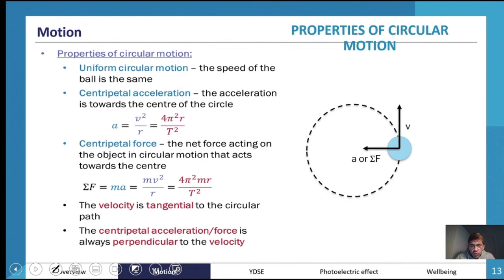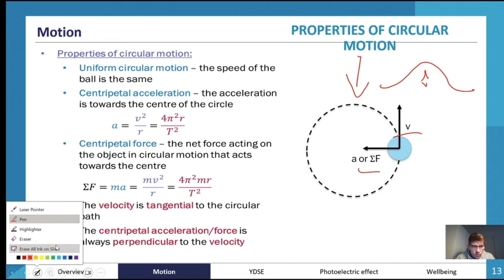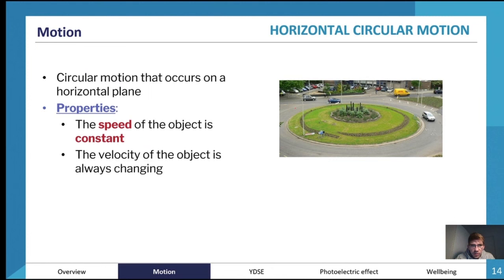Usually, again, the exam will ask you to draw this out, and usually to draw out the tangential velocity and the forces going towards the center. And usually you will be asked to identify, for example, in a roller coaster, the weight force being the centripetal force. Or in a roundabout, the frictional force being the centripetal force.